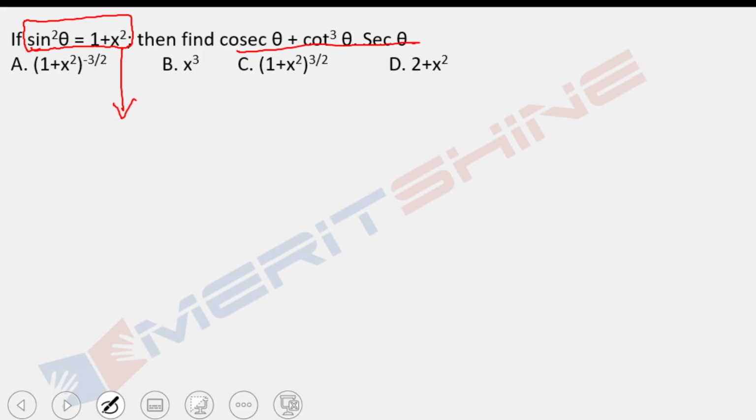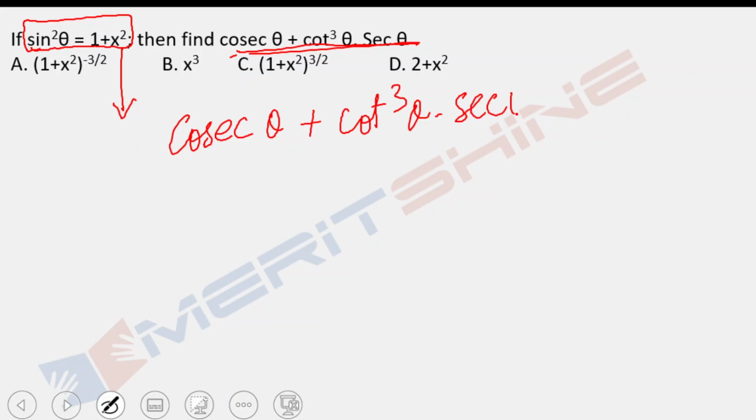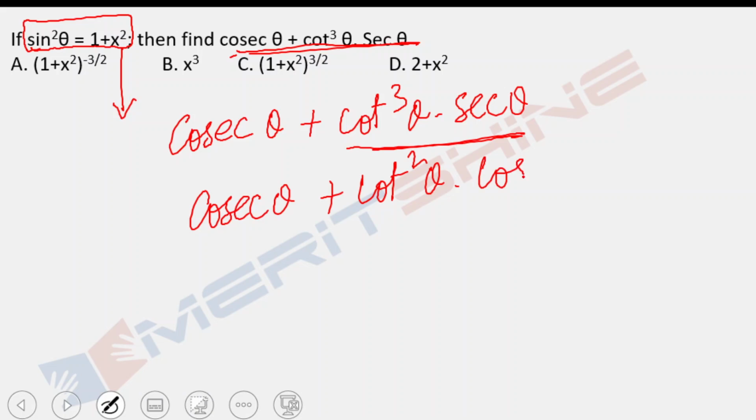So we will directly attack the expression. Now we will have to solve the expression though here. So cosec theta plus cot cube theta into sec theta. Right. Now here cot cube theta into sec theta. Cot cube theta is nothing but cos cube theta divided by sin cube theta. So 1 cos theta and sec theta can cancel, right? Therefore, I can write this as cot square theta into cos theta by sin theta into sec theta. Yes or no?